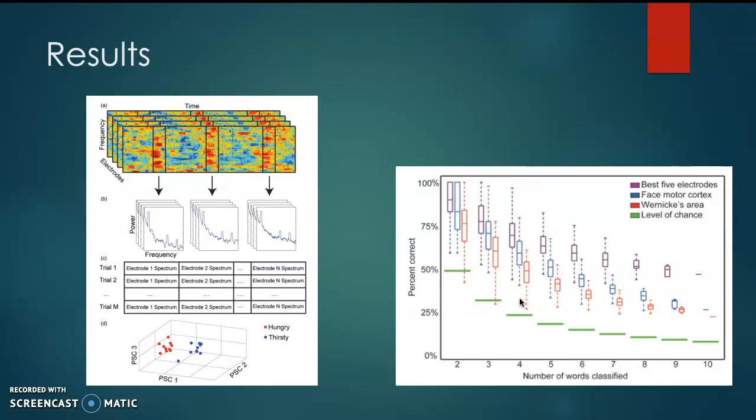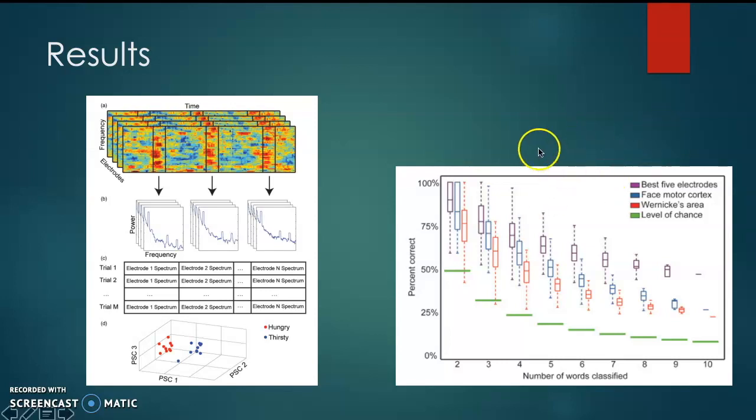So some of the results. The left over here on top is showing a spectrogram of multiple electrodes, and then two power spectra, where that data is then converted into a matrix and then used for PCA analysis, so to split up words hungry and thirsty. And then on the right is a graph showing the accuracy for classification based off the data set.